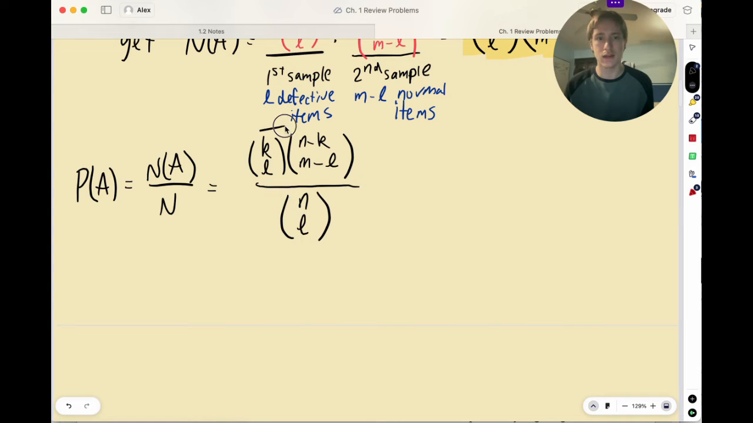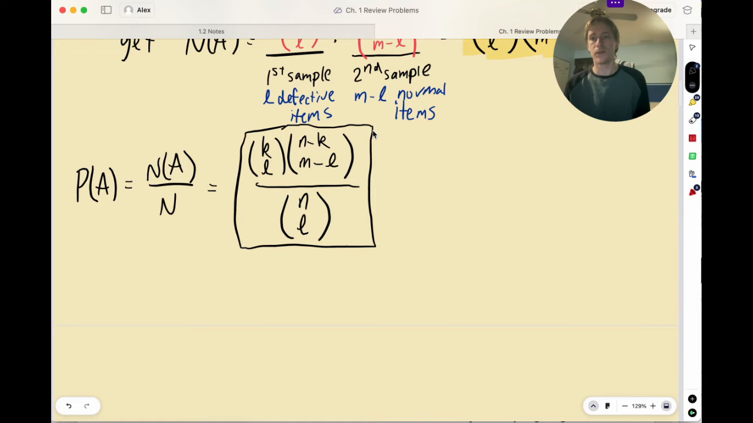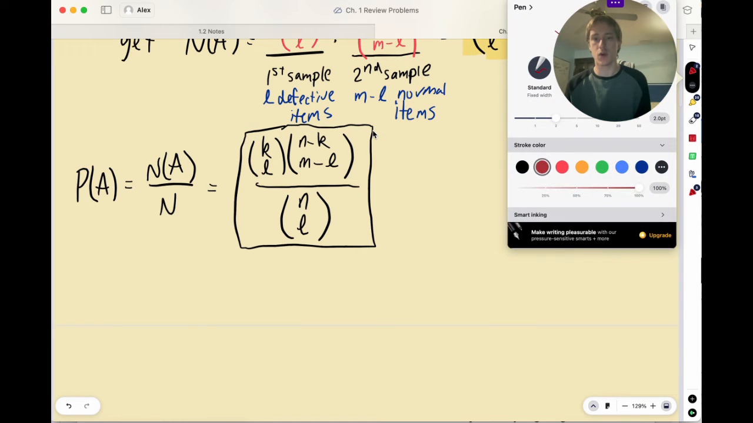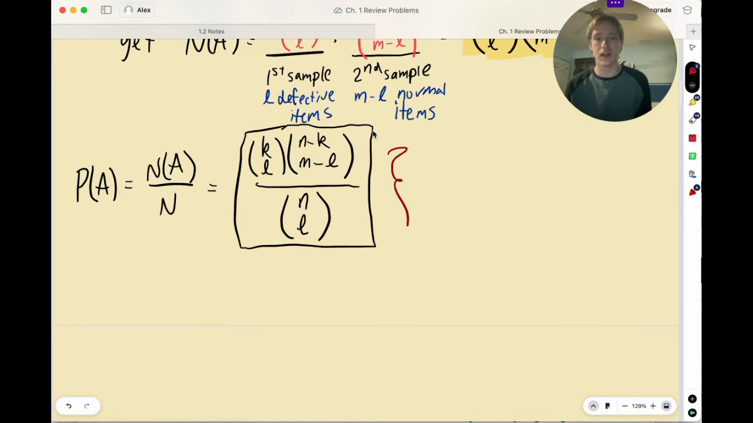And that is my answer. Now, the reason that I chose this problem to work out is this is the probability distribution. This is the probability for something called the hypergeometric distribution from statistics.